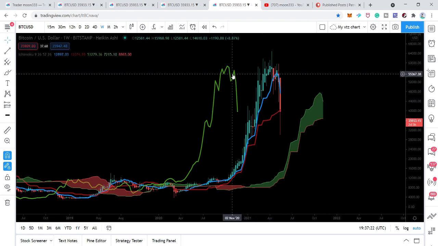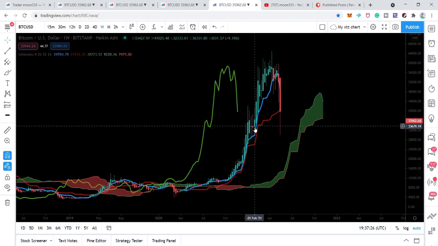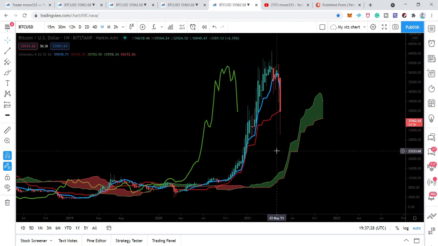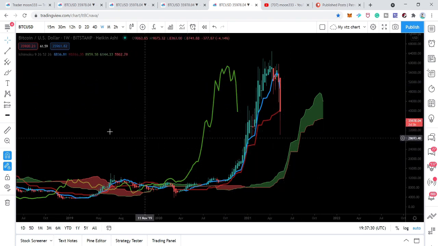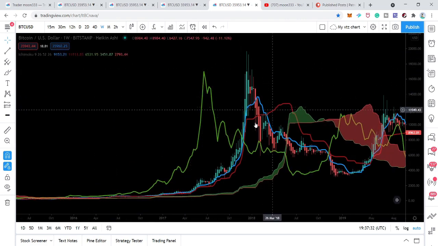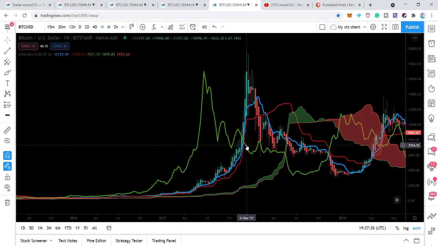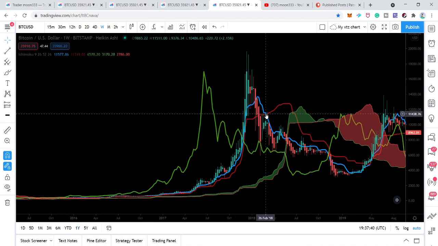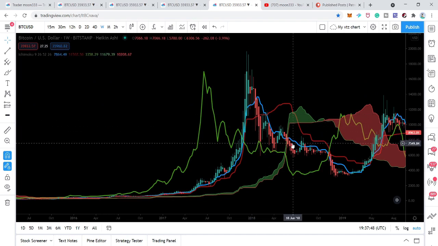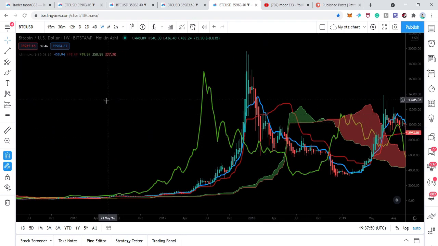Another bearish signal is that whenever this lagging span crosses down the candlesticks, and finally it crosses down this cloud as well. Now I want to show you this. Back in 2017, we can see that the lagging span crossed down the candlesticks, and we also received the death cross by the conversion line and the baseline as well. And then the candlesticks crossed down the cloud, and then the bull run ended.